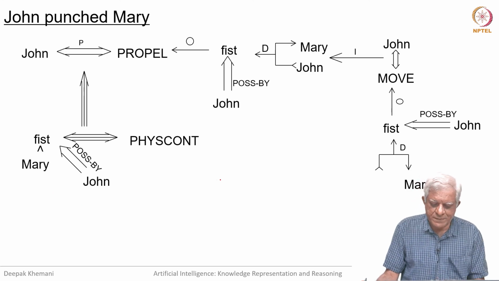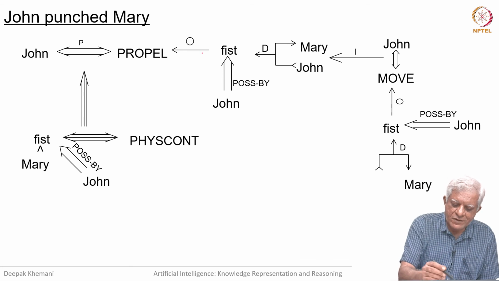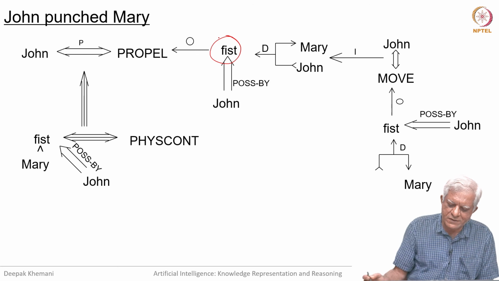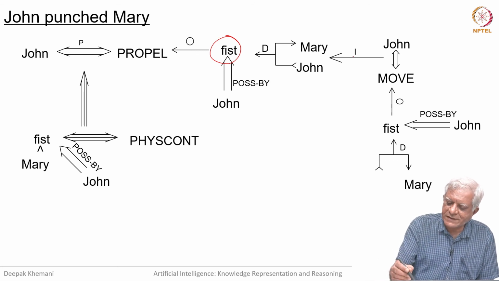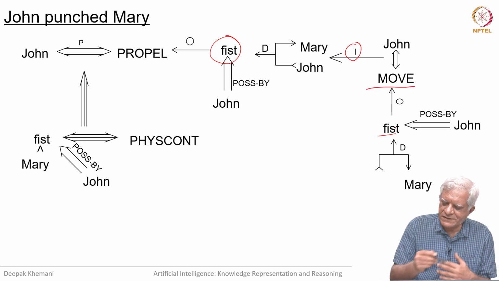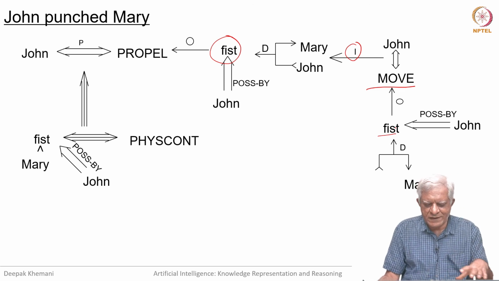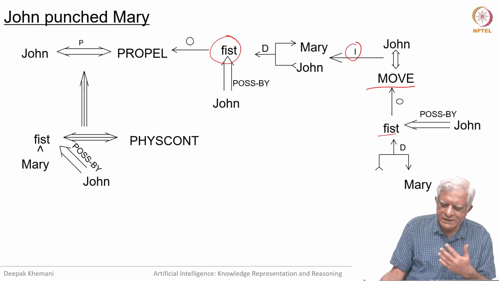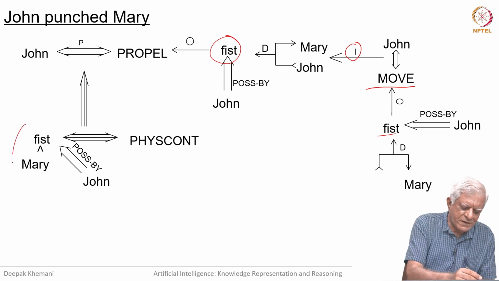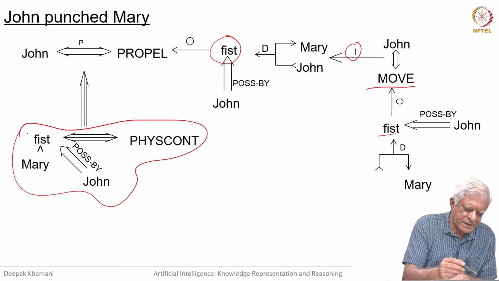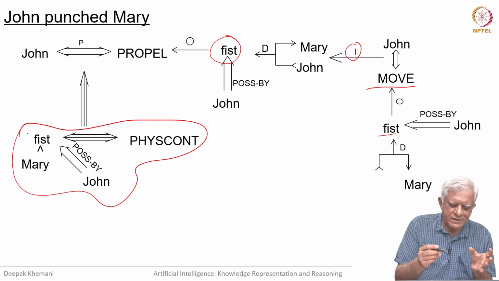If you wanted to say John punched Mary, then the object of propel is fist, which is possessed by John. Again, it is in the direction of Mary. And you can also guess that there is an instrumental act of move in which John moves his fist towards Mary. So, all that is more detail about the fact that he used his fist. The concluding thing is still the same, that the fist possessed by John came into physical contact with Mary.